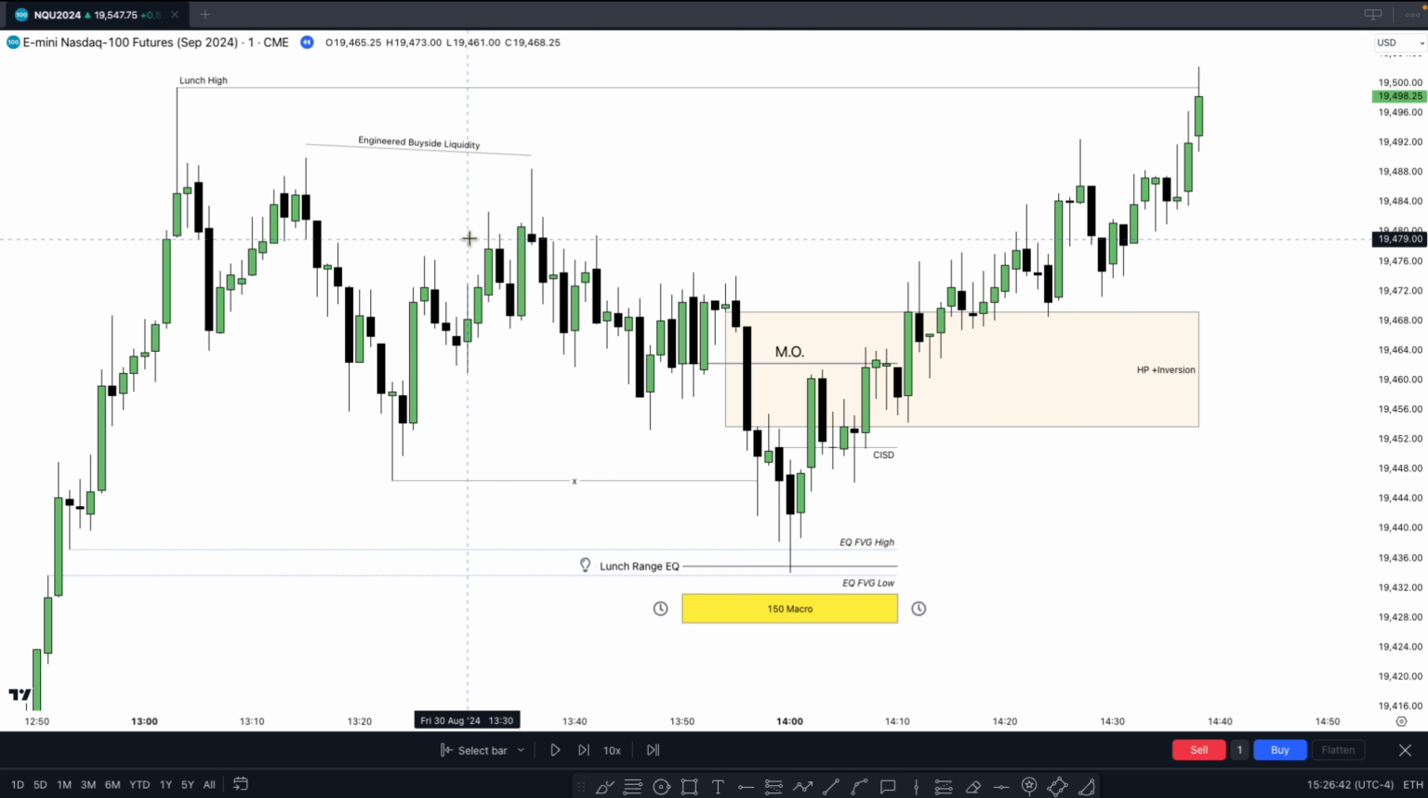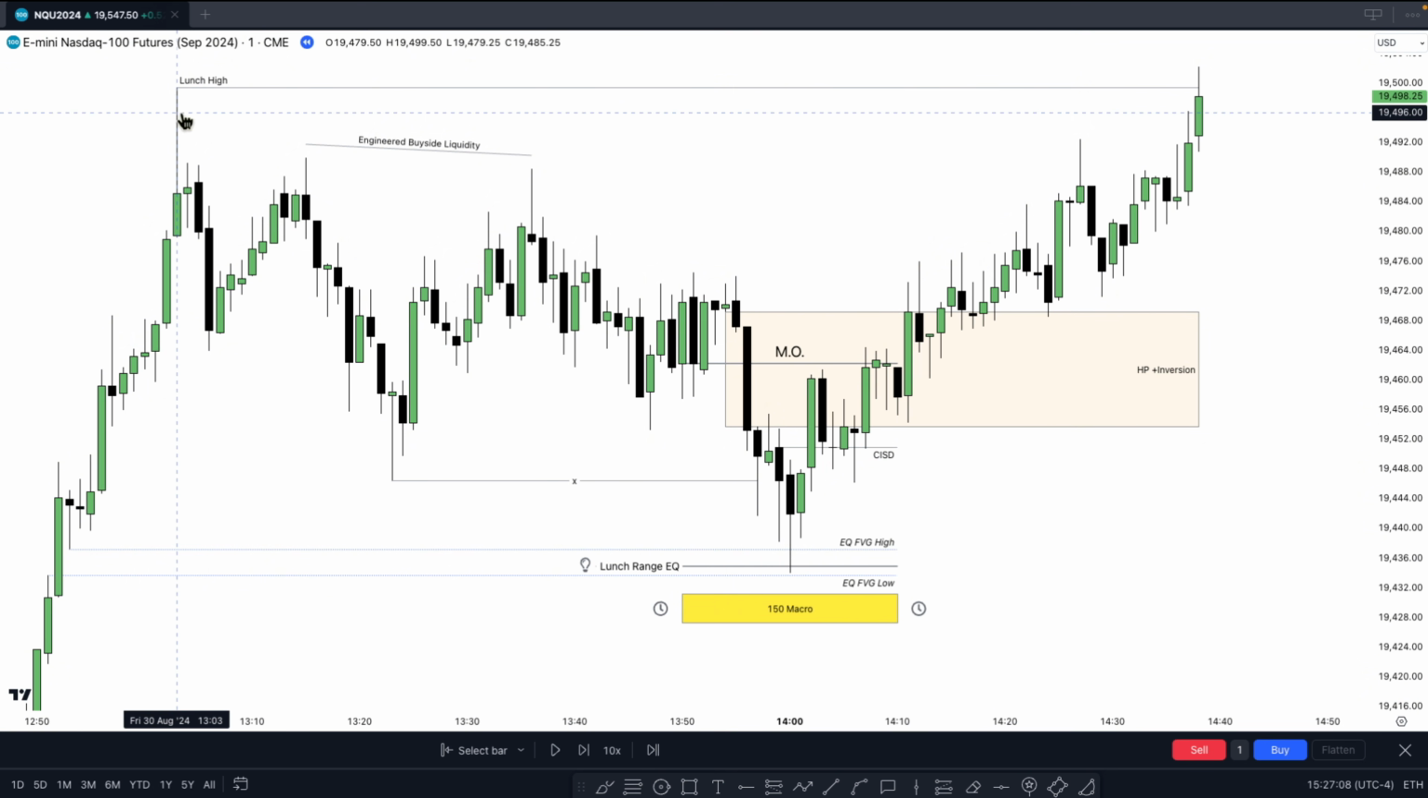Okay, so just as a rule of thumb, if and when I'm utilizing the lunch session high to target and/or see one of those sides of the range swept for a reversal to the opposing side, I'm using the lowest low and highest high between 12 p.m. Eastern time and 1:30 p.m. Eastern time for my session high and session low.